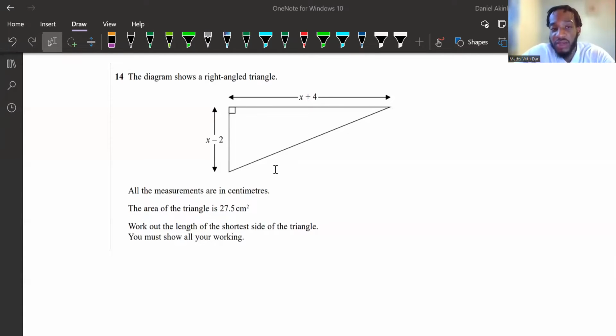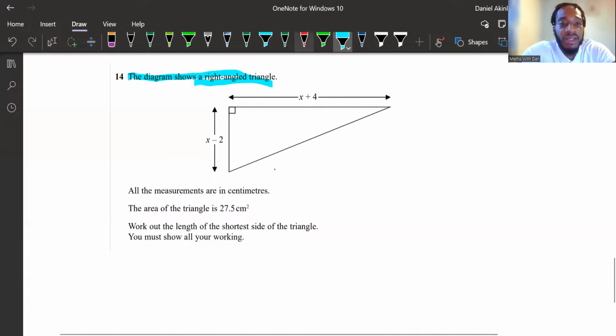So the way you look at these questions, guys, in an exam, you take it sentence by sentence. Does this sentence have any use for me? Yeah, it's a right angle triangle. That's a piece of information, nothing more I can see from that. So I continue. All measurements are in centimeters. Okay, not really much from that.